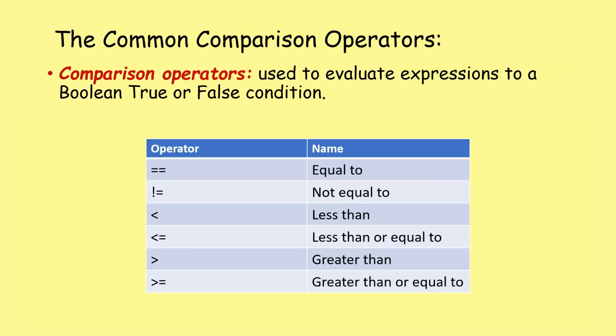Comparison operators are used to evaluate expressions to a Boolean true or false condition. The double equals means equals to. We have not equal to, less than or greater than, greater than or equal to. Again, make sure you memorize these. It's very easy to get them mixed up in an exam. If you get the greater than or the less than symbol the wrong way around, you're not going to get any credit for your answer. In the same way, it's less than symbol, then equal to, greater than symbol, equal to, not the other way around.